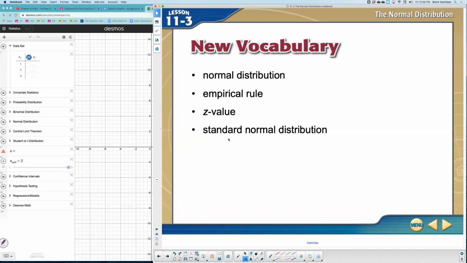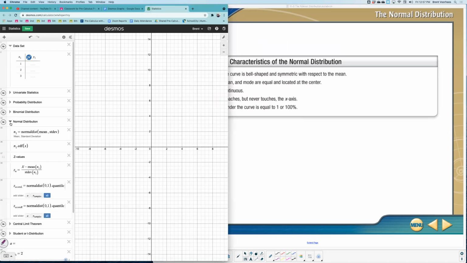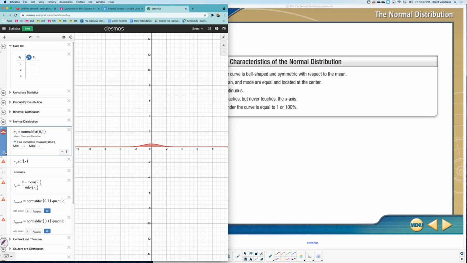And we'll have all these terms you'll hear a lot. You've heard the normal distribution. We're going to see that a lot. So I'm about to show you a normal distribution in a moment, but it says this: the graph of a curve is bell-shaped and symmetric with respect to the mean. So if you open up normal distribution here, I'm just going to give you an easy one. The standard is 0, 1. I'll show you what the picture looks like.